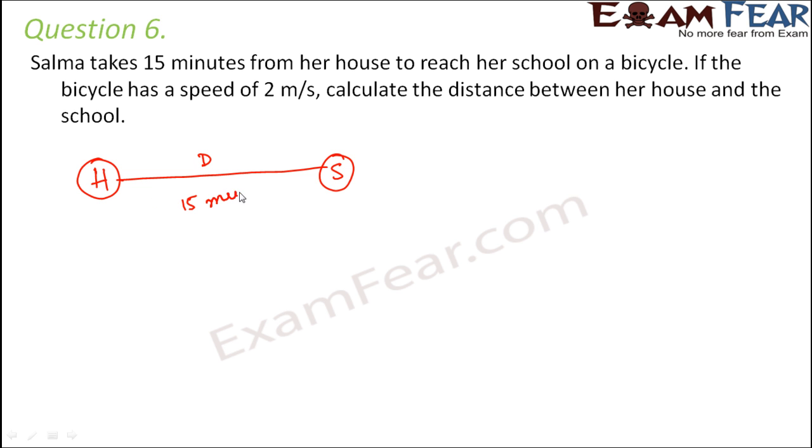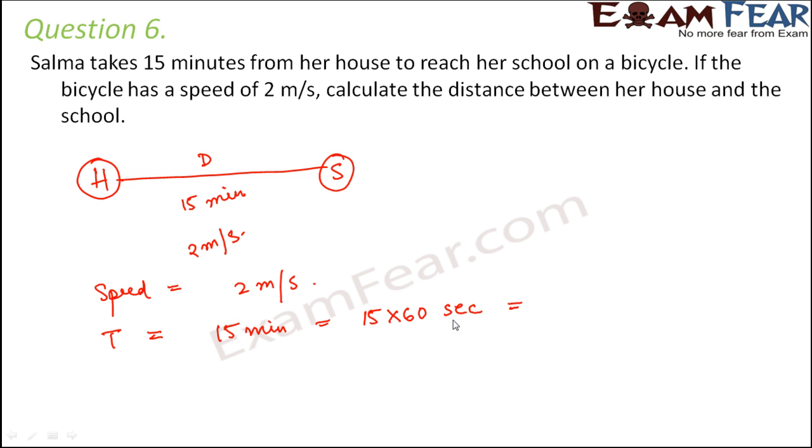So the time taken by her to reach her school is 15 minutes and the speed of her bicycle is 2 meters per second. So 1 minute is equal to 60 seconds. So 15 into 60 seconds. You can convert it from minutes to seconds. So this is going to be 900 seconds.